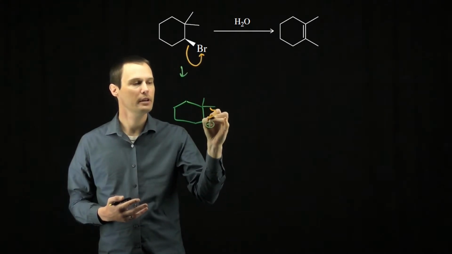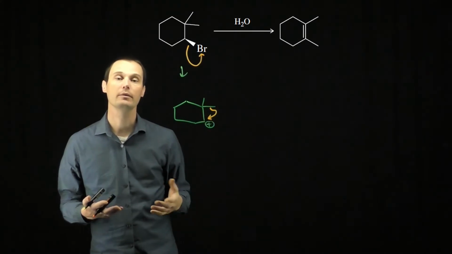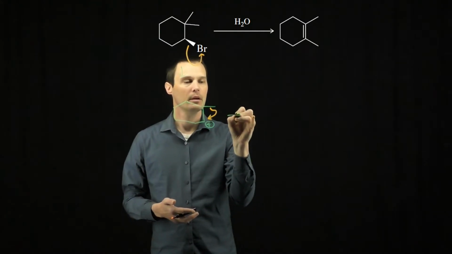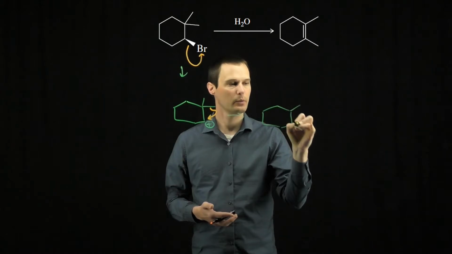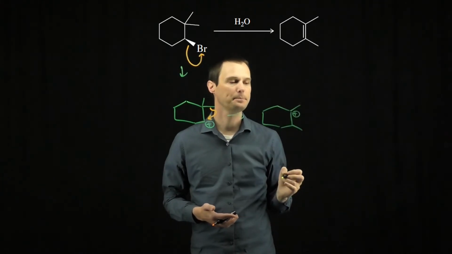If we move the methyl group over one, we can form a tertiary carbocation. After carbocation rearrangement, we end up with a tertiary carbocation.